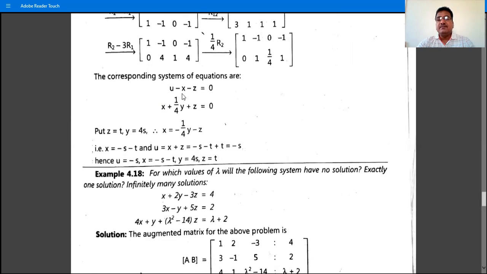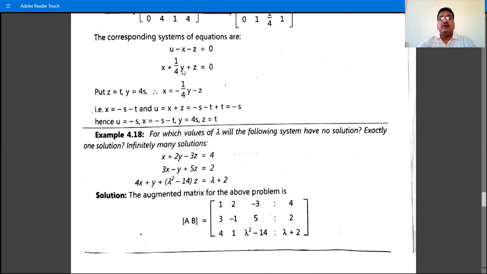So rewrite the system. We have u minus x minus z is equal to 0, and x plus 1 by 4y plus z is equal to 0. So we have two equations and there are 4 unknowns. So the difference is what? 4 minus 2, that is 2. So we have to assign 2 unknowns.